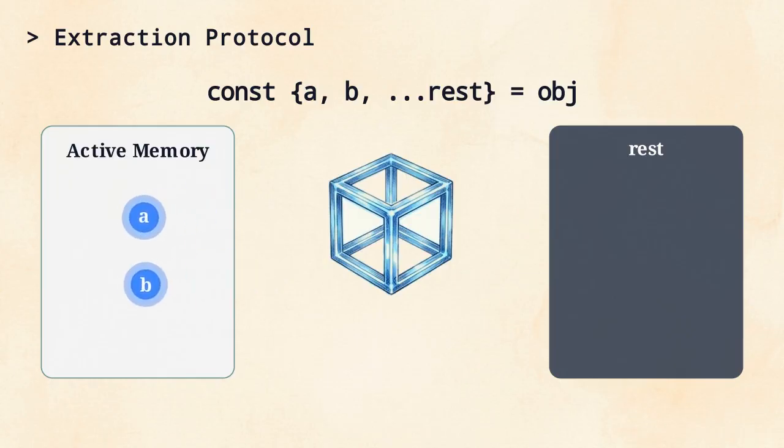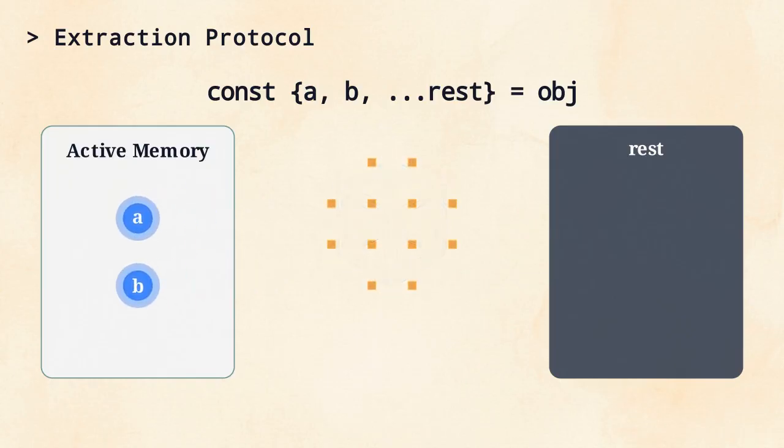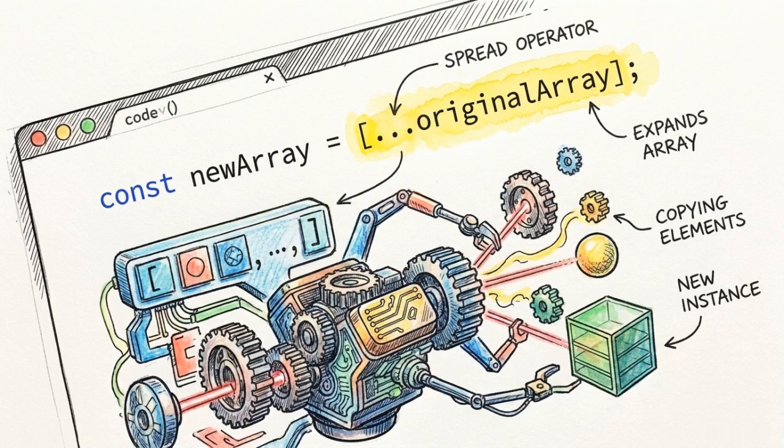Executing const {a, b, ...rest} = obj detaches specific nodes into an isolated memory block. The rest operator then sweeps remaining data into an independent container. This extraction logic contains a common trap.